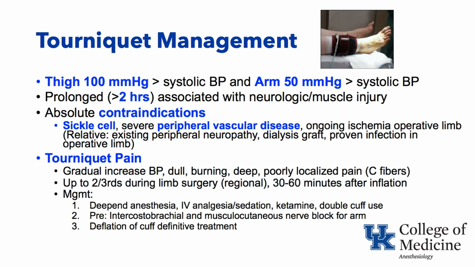There's a gradual increase in the patient's blood pressure, a dull, burning, deep, poorly localized pain that's carried through the C fibers. Patient is not very happy, and the management is often to deepen the anesthesia, provide increased IV analgesia or sedation in that awake patient under regional anesthesia, occasionally have to convert to a general, ketamine in small doses, and a double cuff use where one cuff can be deflated and the other one remain up can help in some cases. Intercostobrachial and musculocutaneous nerve blocks can be used for arm cuffs to attempt to reduce tourniquet pain, and the definitive treatment obviously is take the cuff down.